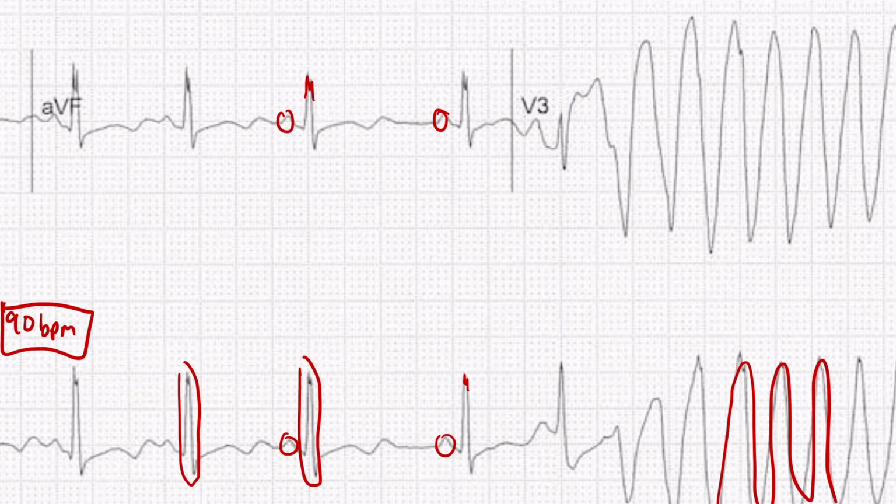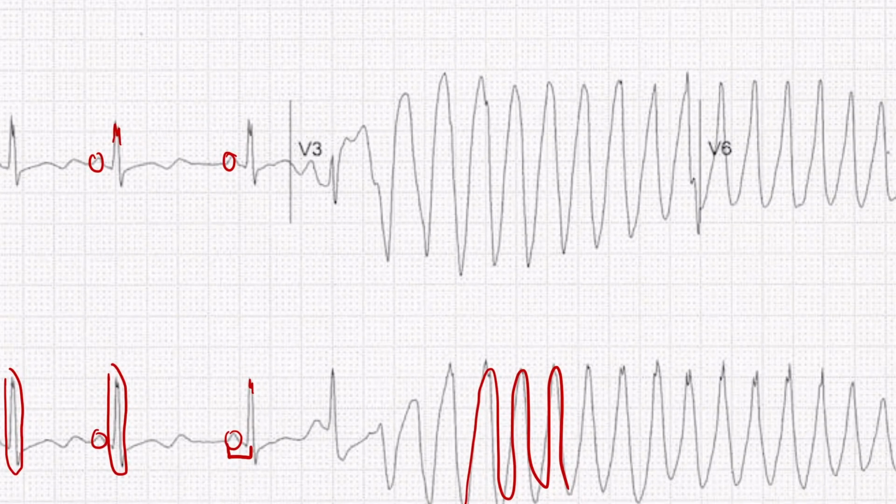The PR interval, it is present at first. We do have the P waves. So this is about 4 small boxes, which is 160 milliseconds. So this is less than 200 milliseconds. This is a normal PR interval. And then in the second half here, it's unmeasurable.